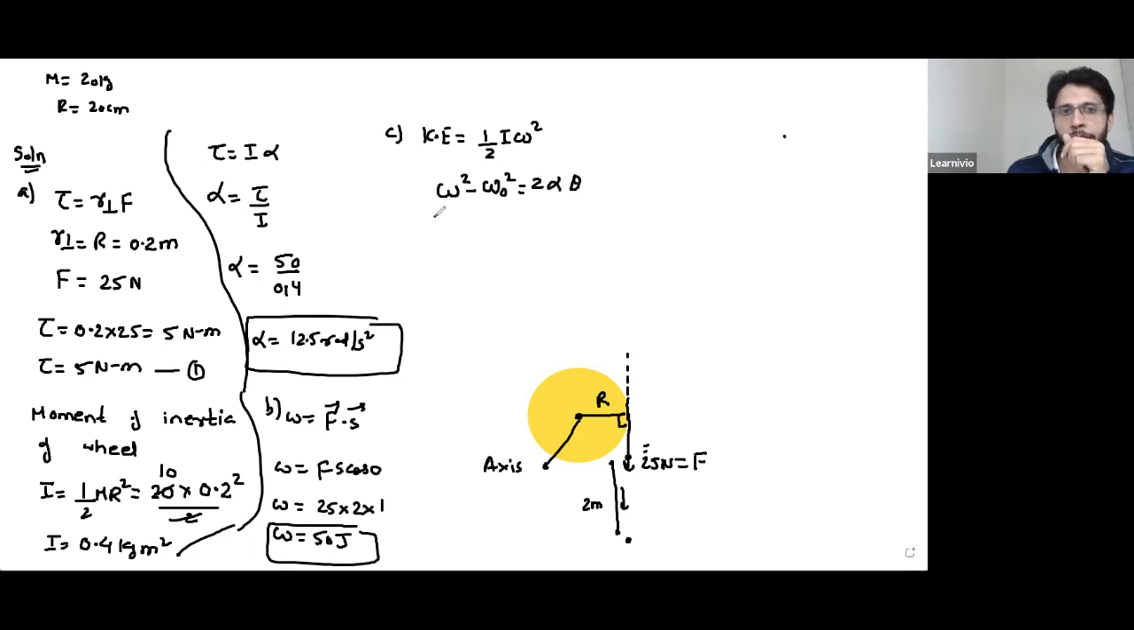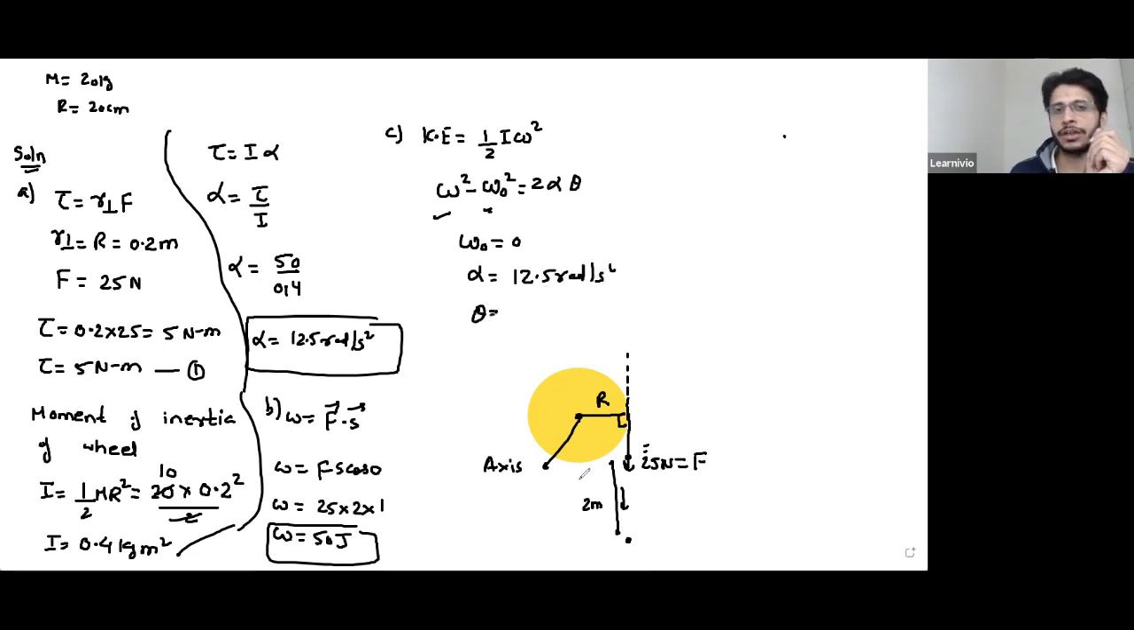See, omega you have to calculate. Omega naught, wheel was initially at rest. This was given in the question. I haven't written the statement. Omega naught is 0. You know alpha. That alpha is 12.5 radian per second square.